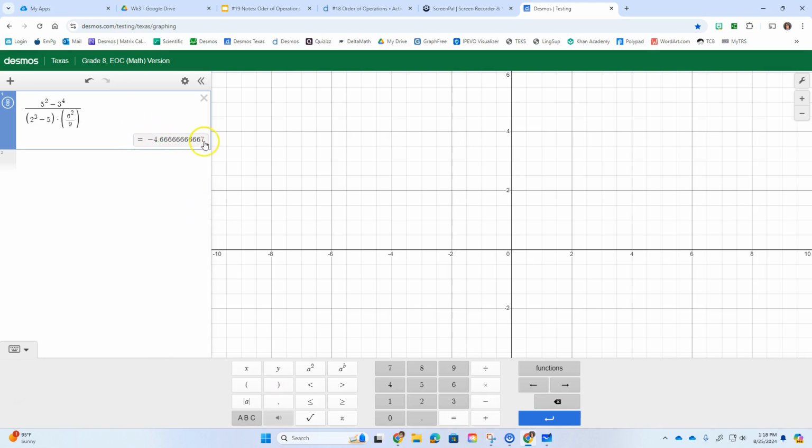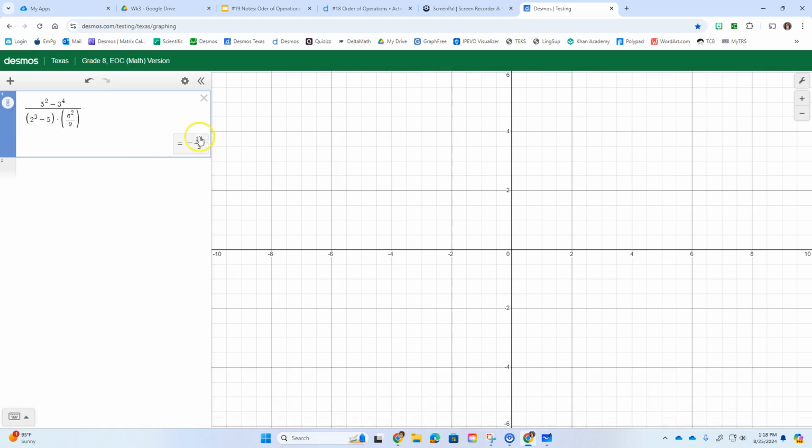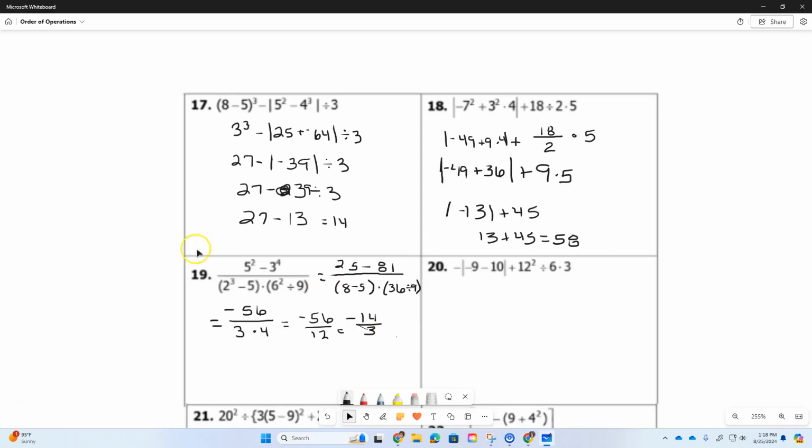Now that right there, the repeating decimal, tells me that I'm probably correct, but remember, we don't want to write it as a repeating decimal because that would cause us to have to round off. So hit the little fraction bar right here, and it will put it in its reduced form. So negative 14/3, I believe, is the same thing that I got, negative 14/3. So that means this time my work was correct.